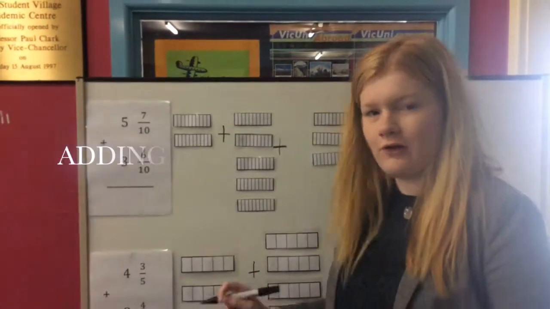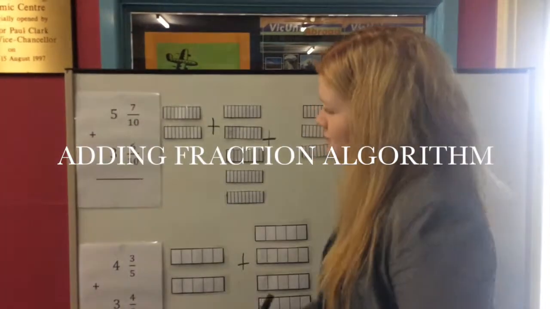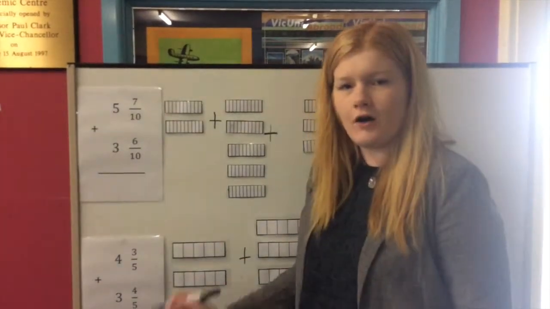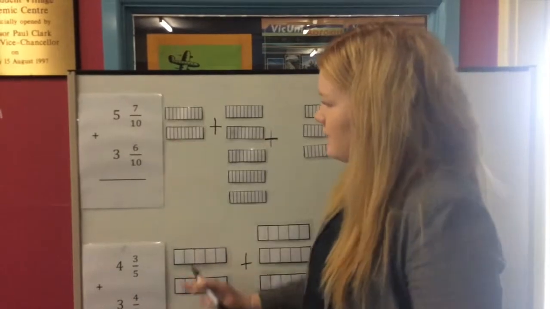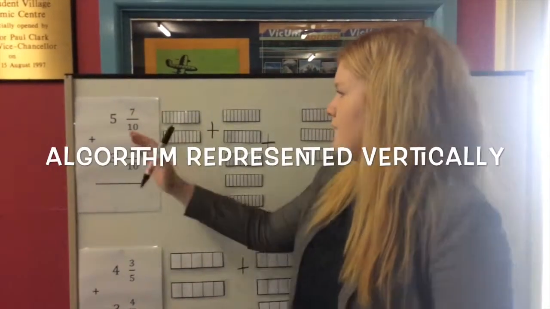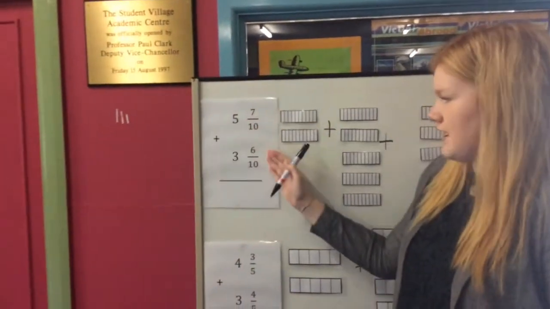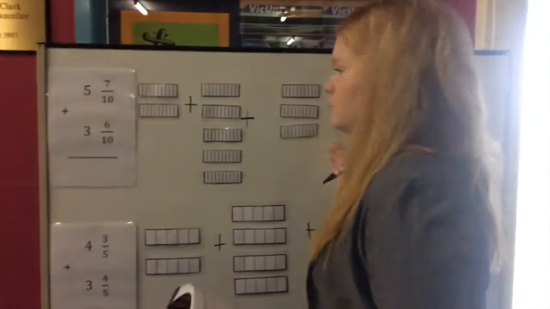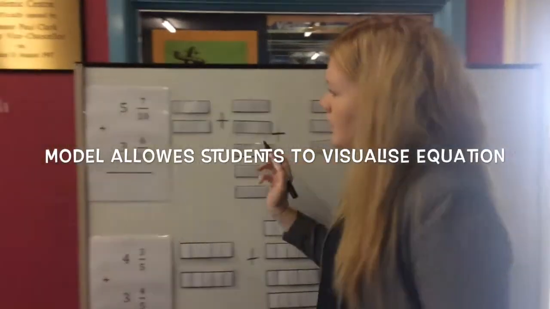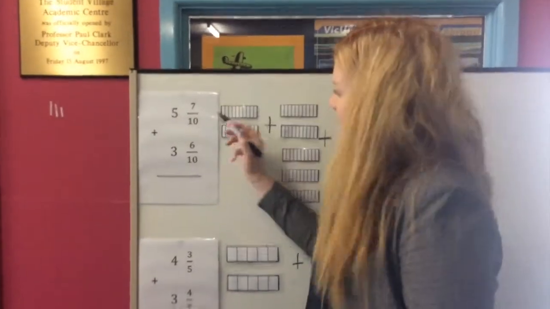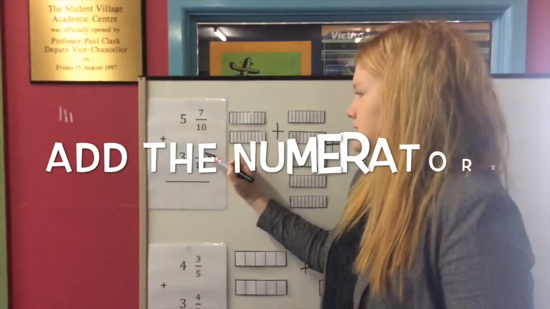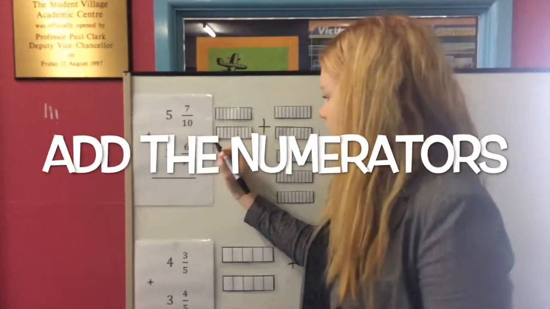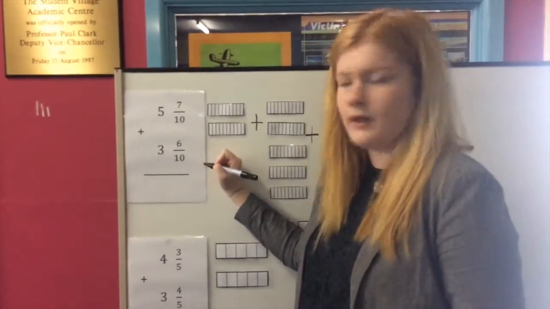So this is the algorithm for fractions, which is very similar to the algorithm of addition. It is represented vertically. So here we have 5 and 7 tenths and 3 and 6 tenths. And we also have our model to work it out. So we add the 7 tenths to the 6 tenths, which gives us 13 tenths. However, that's more than a whole.